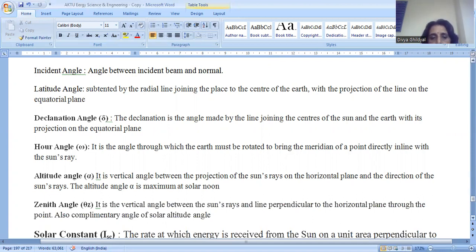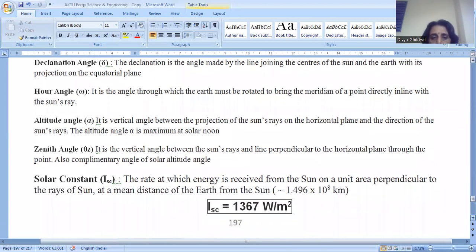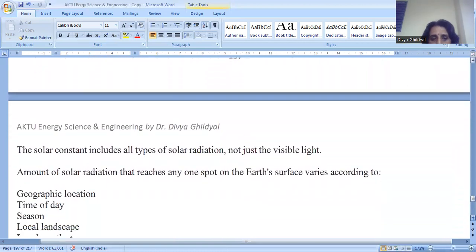Altitude angle, it is a vertical angle between the projection of the sun's rays on the horizontal plane and the direction of the sun's rays. Zenith angle, it is the vertical angle between the sun's rays and line perpendicular to the horizontal plane through the point. Solar constant, rate at which energy is received from the sun on a unit area perpendicular to the rays of the sun at a mean distance of the earth from the sun, approximately 1367 watt per meter square.